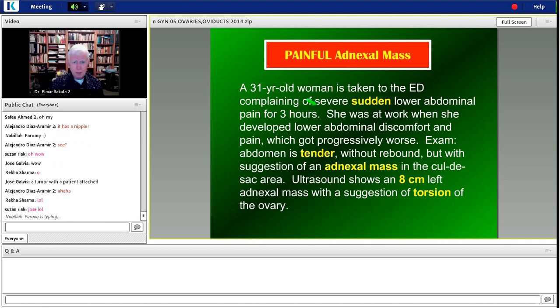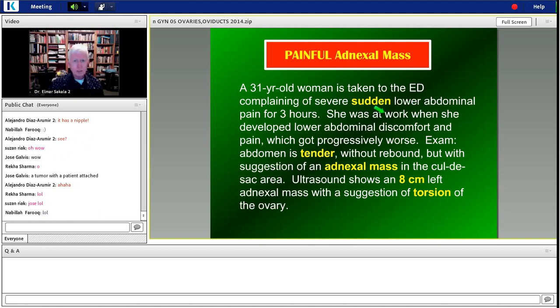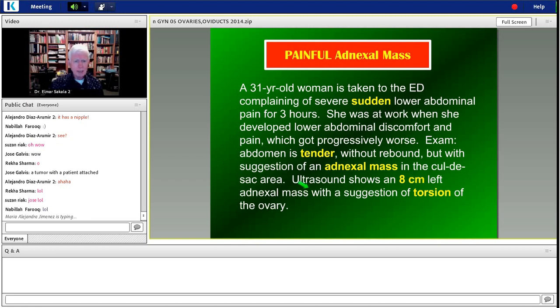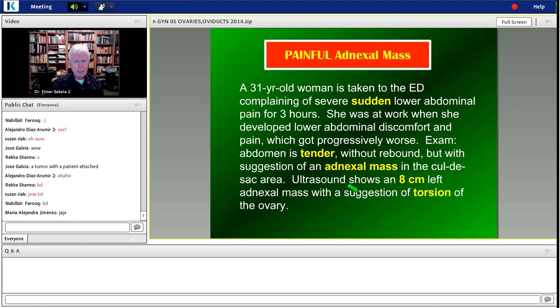A 31-year-old woman is taken to the emergency department complaining of sudden lower abdominal pain for 3 hours. She was at work when she developed lower abdominal discomfort and pain which got progressively worse. Notice the sudden onset. On exam, the abdomen is tender without rebound. Without rebound means you don't have peritoneal involvement. But there is suggestion of an adnexal mass in the cul-de-sac. Ultrasound shows an 8-centimeter left adnexal mass with suggestion of torsion of the ovary.